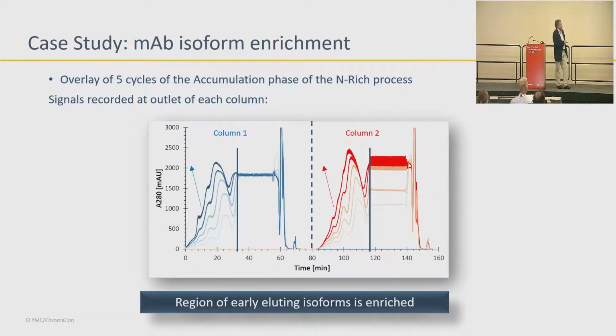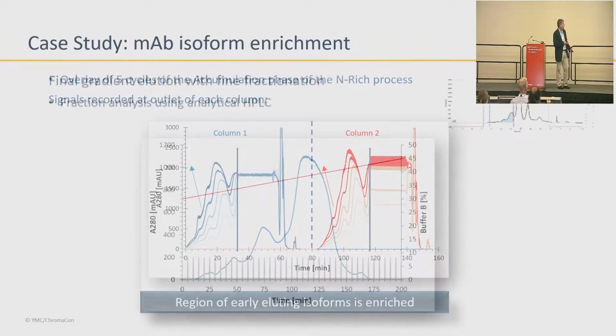And this is actually the same data that I showed earlier that has the two different columns, and it's monitoring the progression. That's why there are two detectors in the system: each column has a detector at the outlet, so you always know what's going on as you go from one column to the other. They ran 5 cycles of the accumulation for this particular project.